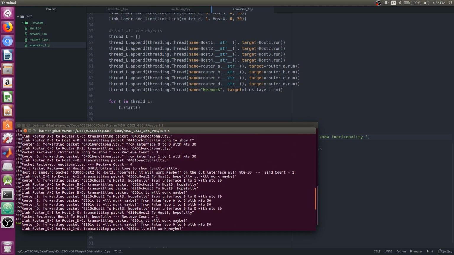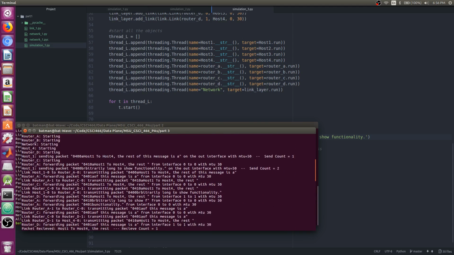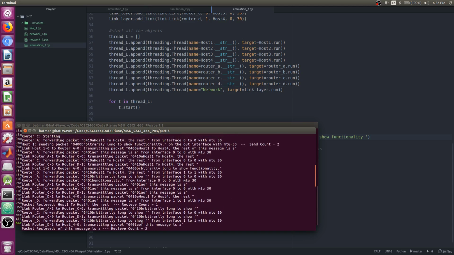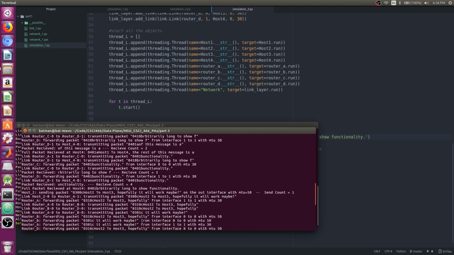We can check some of the other ones up here. The first one will have to break everything up using the same idea from part 2, so I won't go over that, but you can see at the bottom here it says full packet received at host 4, the second half of the message there. And where's the other? Full packet received at host 4, host 1 to host 4, and you can see that right there. There's the destination and the different flags.